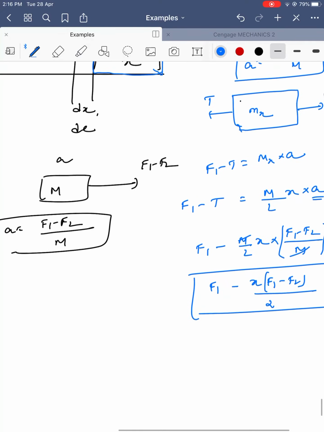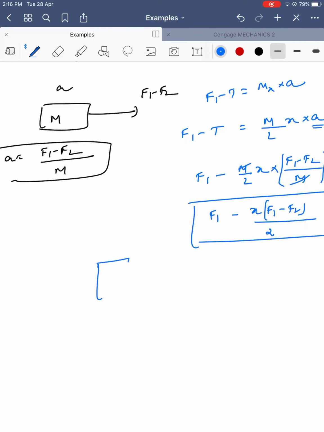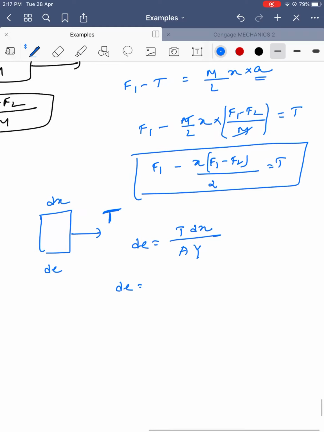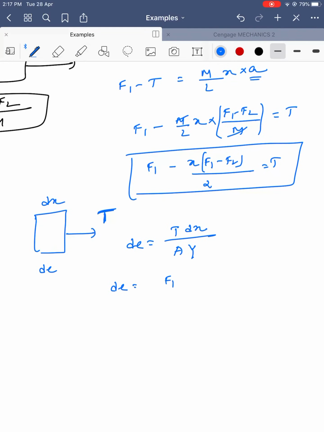How to get the elongation in the small section? If I draw a small section, this is the length dx, and because of the tension T acting in the right direction, the elongation dE is equal to T into dx by A into Y. So dE is equal to T, which is nothing but F1 minus x into (F1 minus F2) by L, into dx over A into Y.